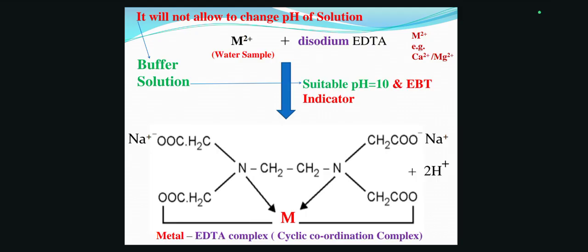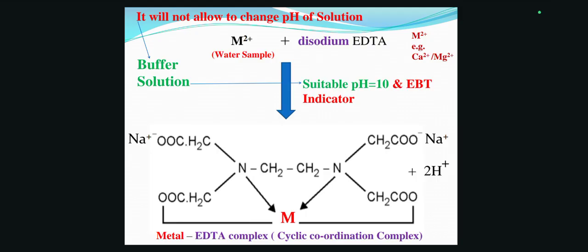Now what is the long form of EBT indicator? So it is Eriochrome Black T indicator. Okay, so once you add disodium salt of EDTA in the sample, you will get a complex. And what is that complex? Metal EDTA complex. And that complex is known as a cyclic coordination complex.